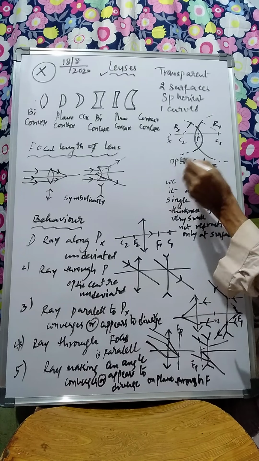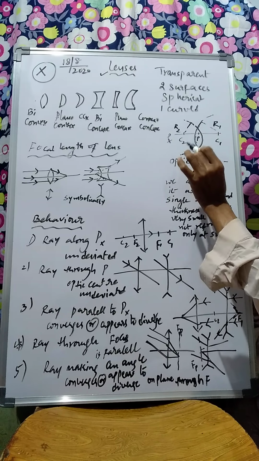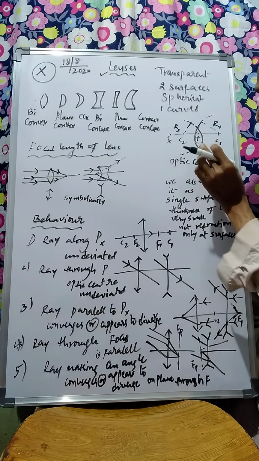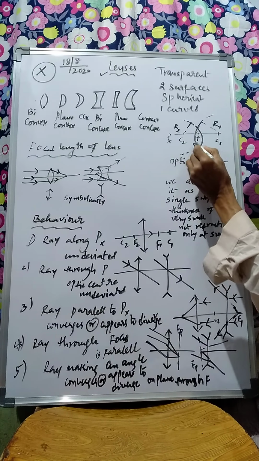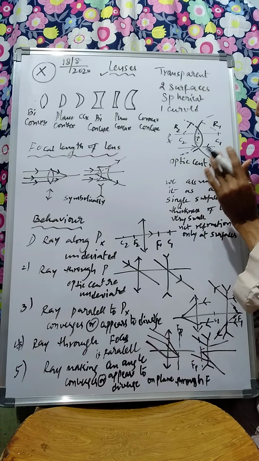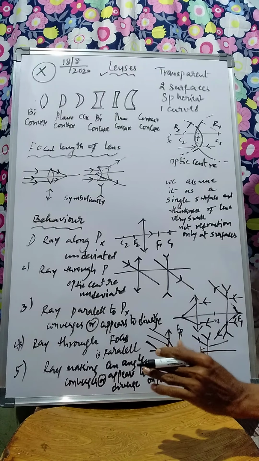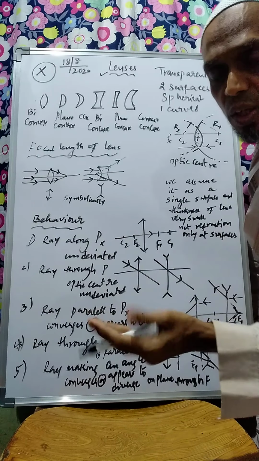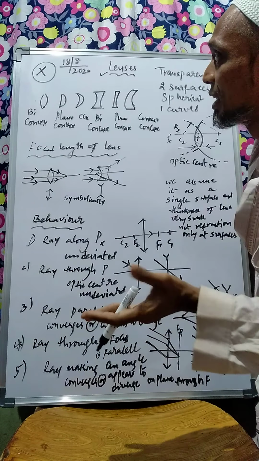Okay, now this is clear. The principal axis, and these two are made and a line is joined. But during calculation we normally consider the thickness of the lens to be very small, and hence it is considered negligible. The various types of lenses: there are various types of lenses, and depending on the shape, depending on the surface, they are named.